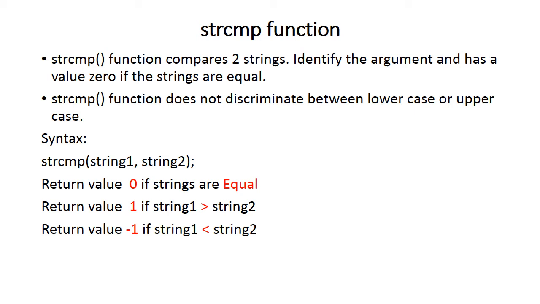String compare function. This function is used to compare two strings, and it returns a value 0 when the strings are equal. The string function does not discriminate between the lowercase or uppercase letters. The general syntax is strcmp, within brackets you have string 1 comma string 2. So based on the characters present in the strings, the value is returned as 0 if the strings are equal.